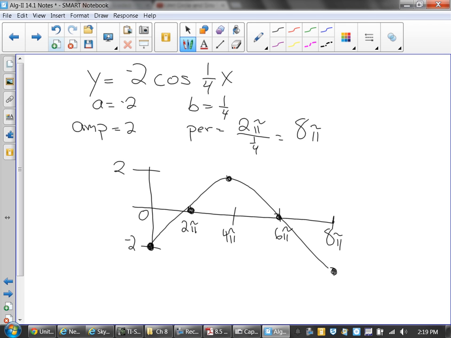Okay. So my ordered pairs here, if I wanted to list them out, I'd have 0, negative 2; 2 pi, 0; 4 pi, 2; 6 pi, 0; and 8 pi, negative 2. Everybody agree on that? X's and Y's. Ordered pairs become pretty important tomorrow when we do our shifting. It's very easy to do your shifts off the ordered pairs instead of trying to translate it on the graph.